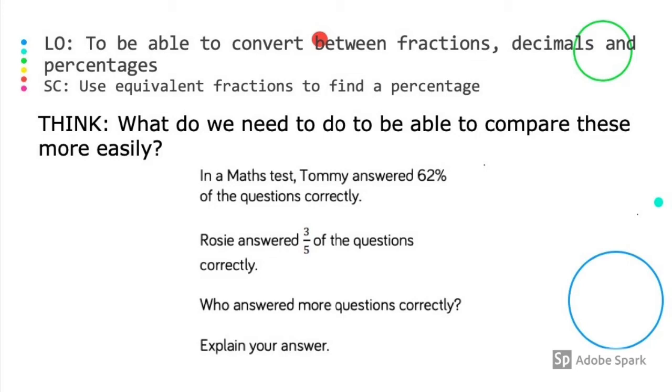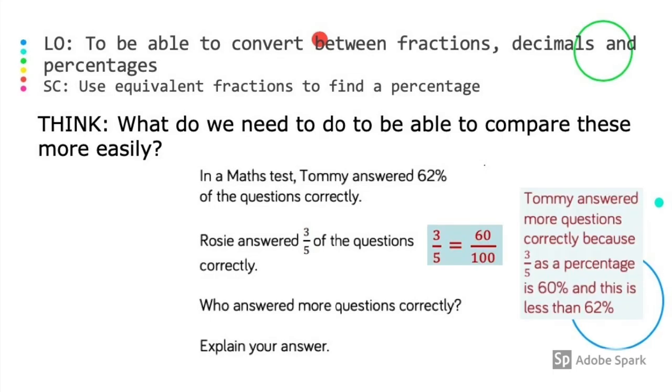You've got it. We could convert one of them. I'm choosing to convert 3/5 into a percentage because I think that will be easier. When we convert 3/5, we need to first find the equivalent fraction to be able to convert it into a percentage. I know that 3/5 is the same as 60 hundredths when I times both the numerator and the denominator by 20. I can then convert this into a percentage.